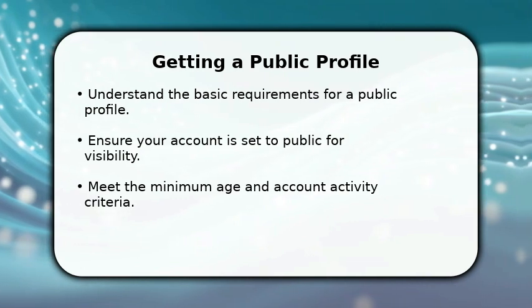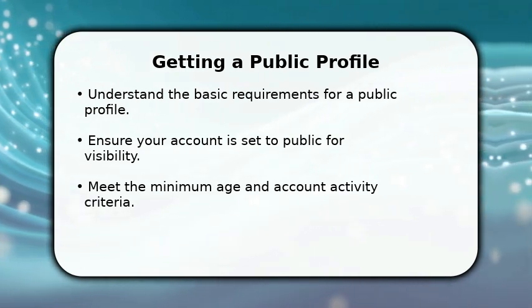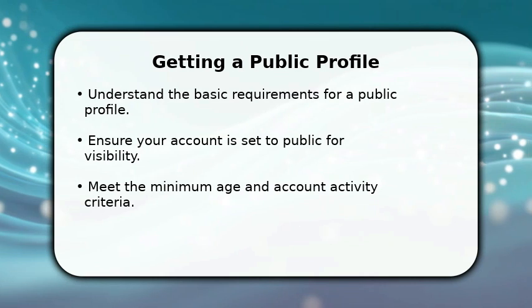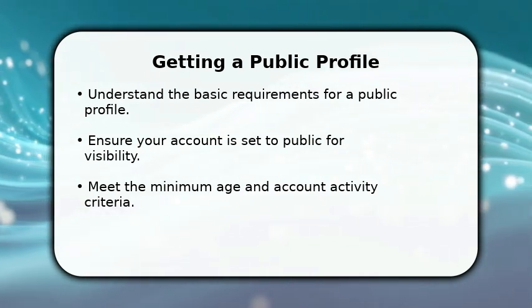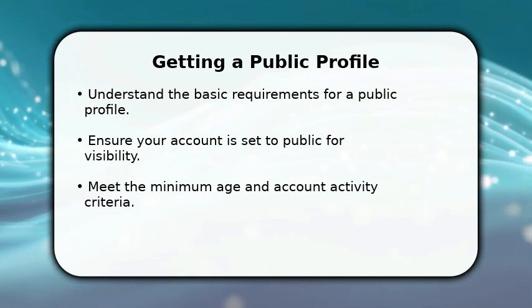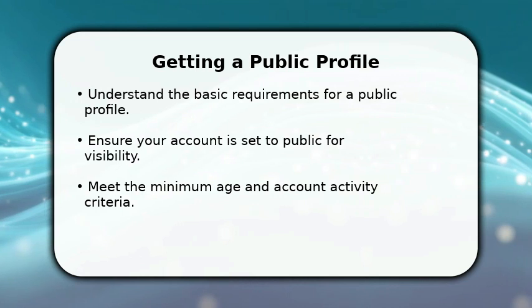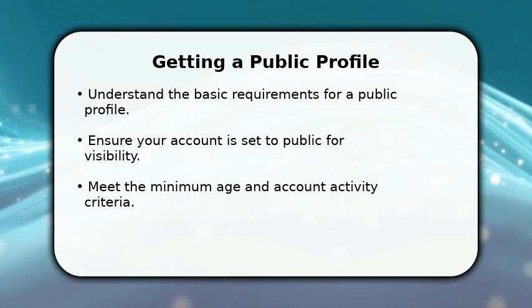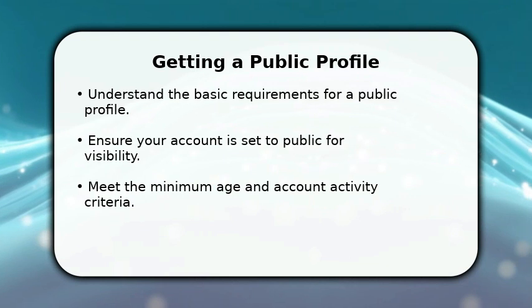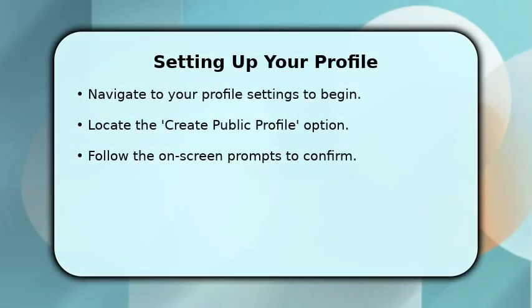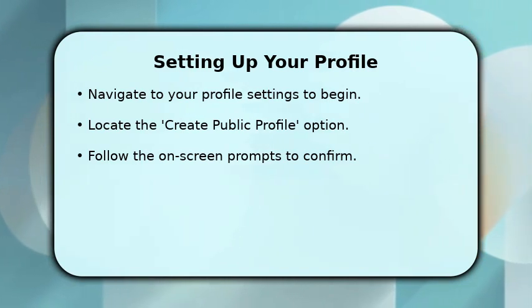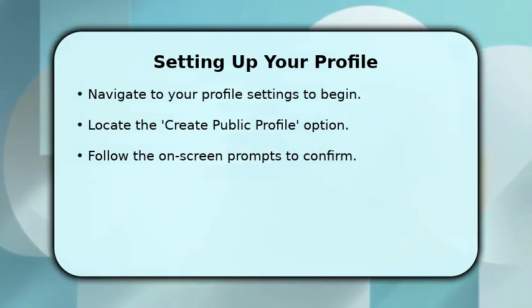First, you need to ensure your account is eligible. This means being at least 18 years old and having an account that is at least 24 hours old. You also need at least one mutual friend. These initial steps are crucial for unlocking the public profile option and sharing your content more broadly with the Snapchat community.